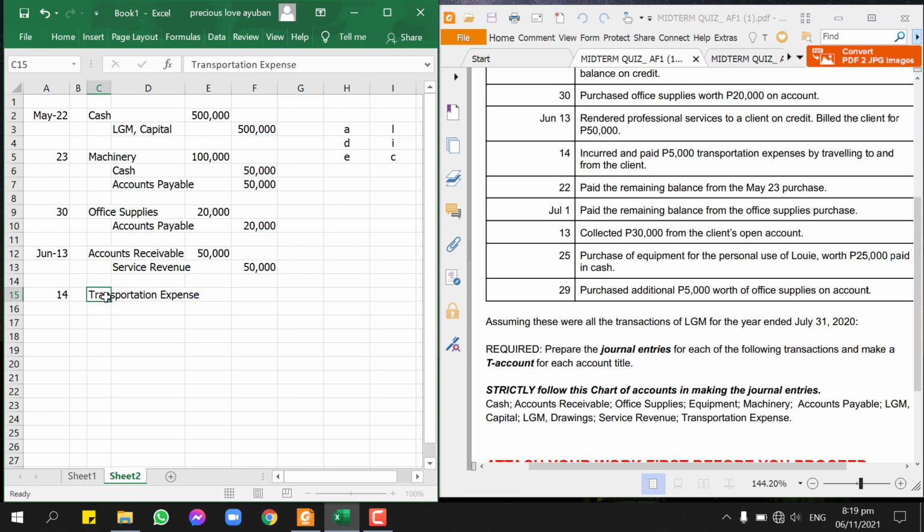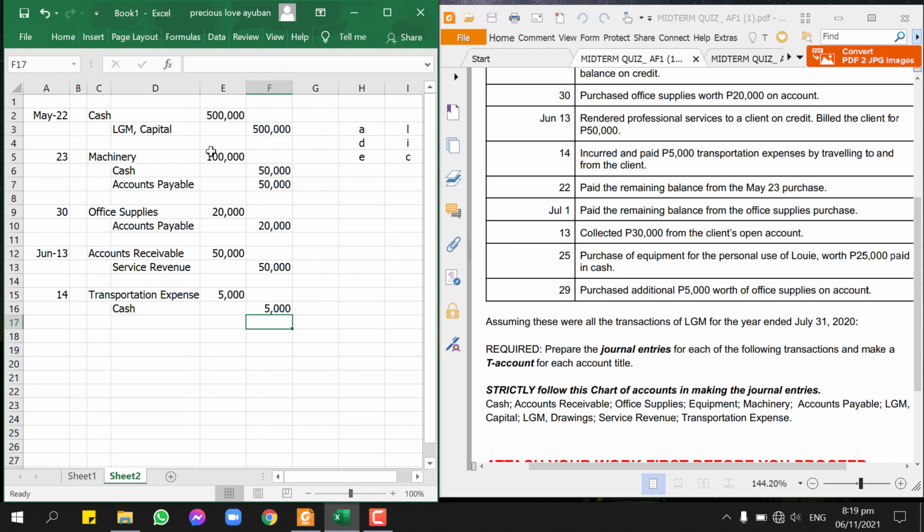and then, ano ba yung lumabas sa atin? Sabi, paid 5,000. So, kung nagbayad tayo, ibig sabihin, meron tayong pinalabas na cash of 5,000 pesos. Okay? So, yun yung entry natin.